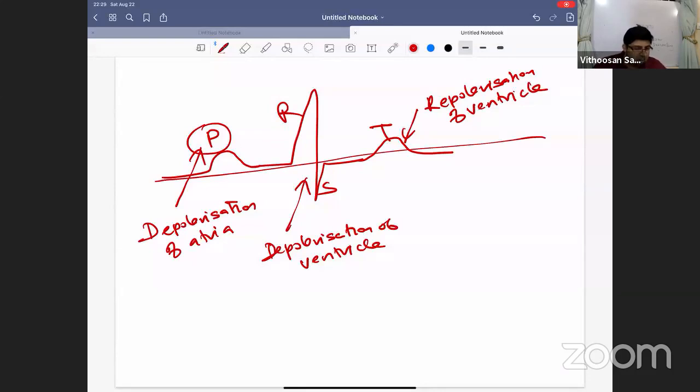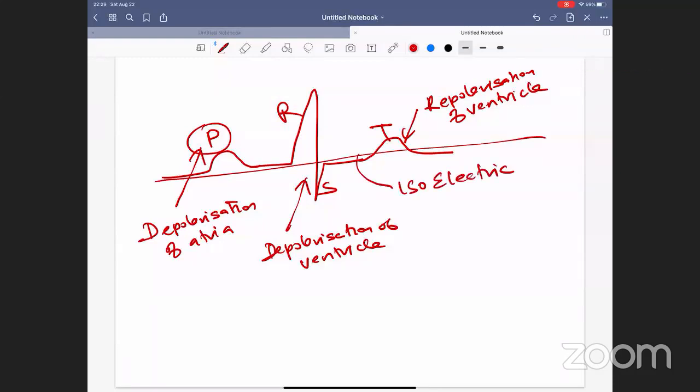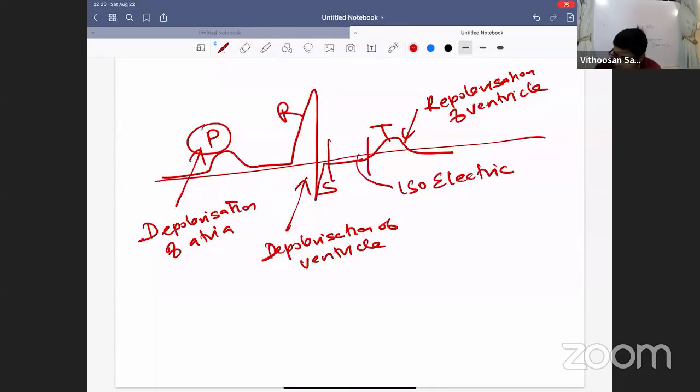these three are in the same line. You call this isoelectric. So this is the part, look here, that you are going to call the ST segment.